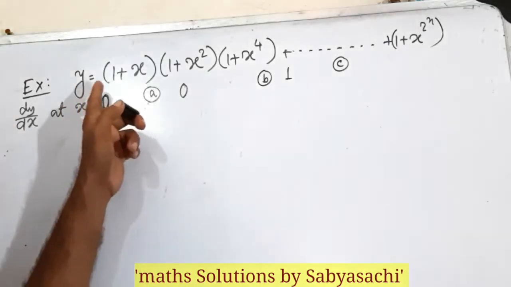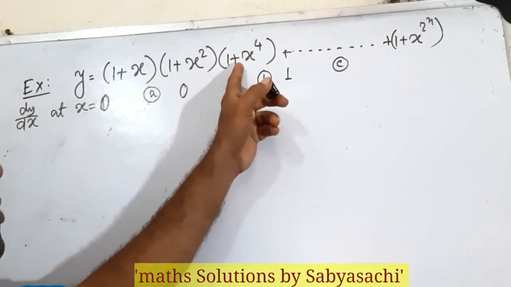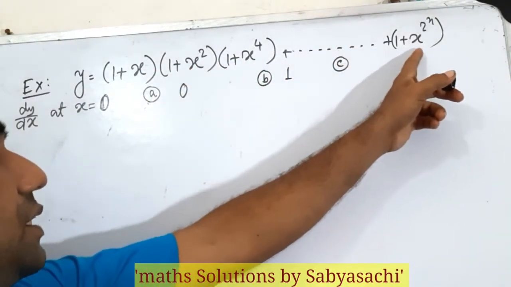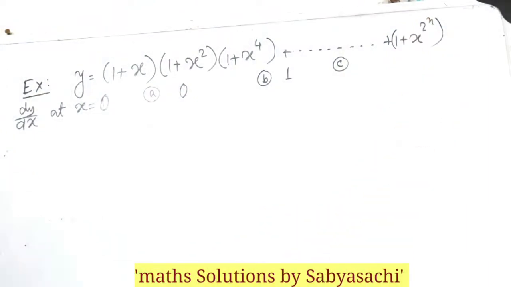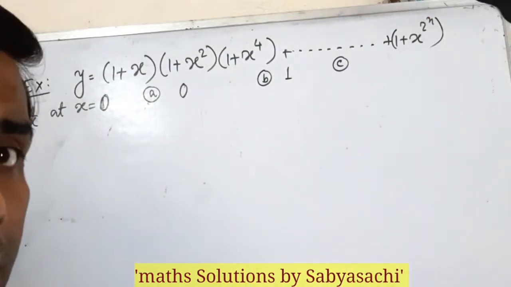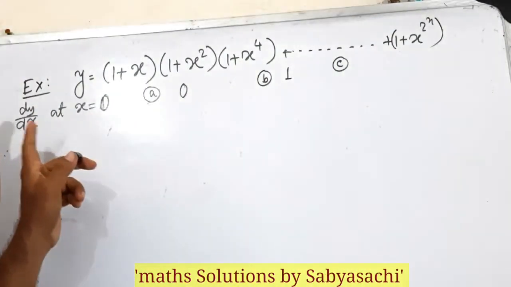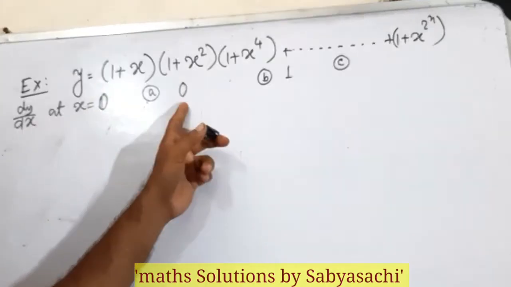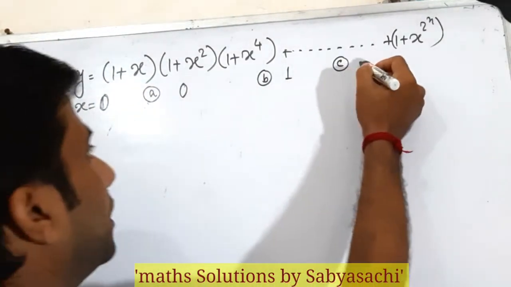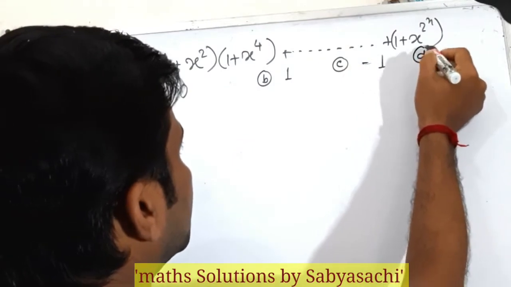The equation is y is equal to (1 plus x)(1 plus x square)(1 plus x to the power 4) and so on up to (1 plus x to the power 2 to the power n). Then dy/dx at x is equal to 0 is: 0, 1, c minus 1, and d none of these.